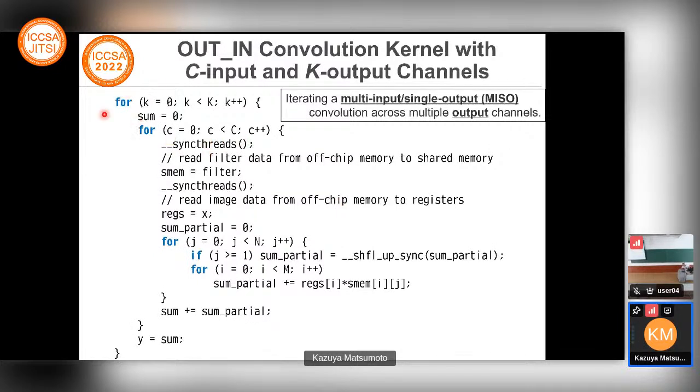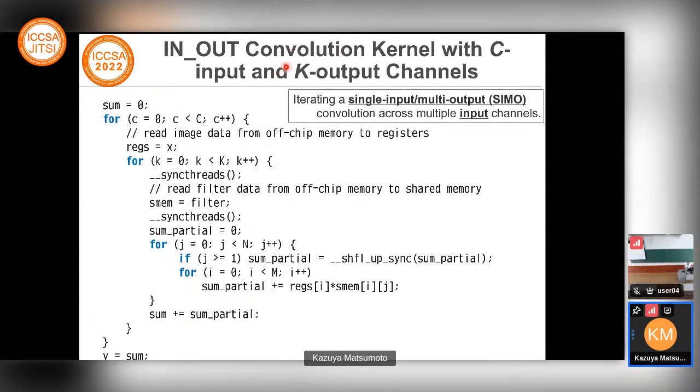This shows the pseudocode of the out-in convolution kernel with C input and K output channels. The details of this program are in our paper. The loop related to the output channels is the outermost loop, and on each iteration of the outermost loop, the multi-input single-output convolution is conducted, and partial sums are transferred to the neighbor threads by using the shuffle primitive instructions like this.